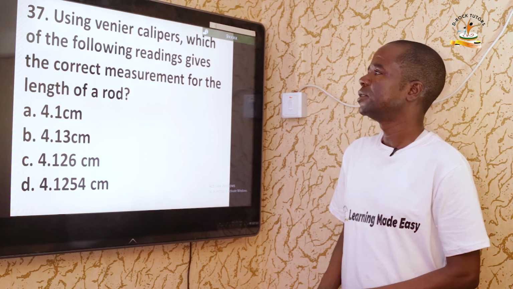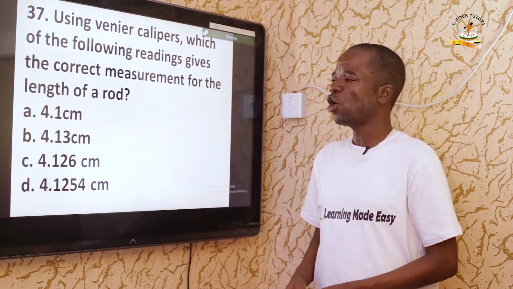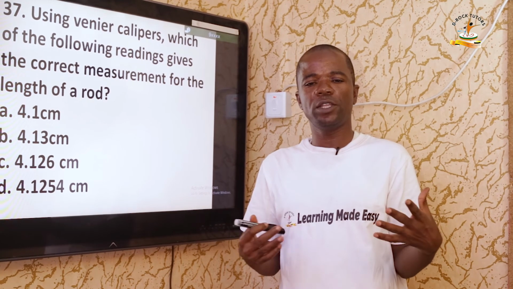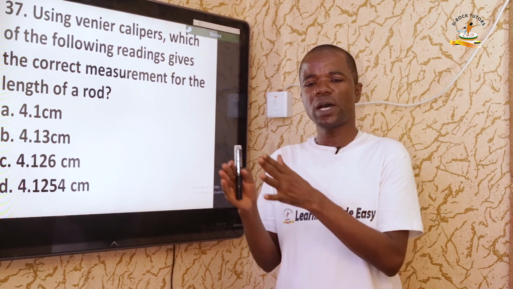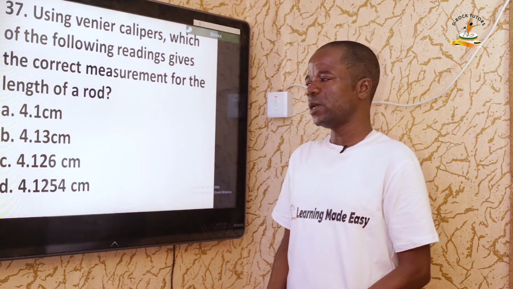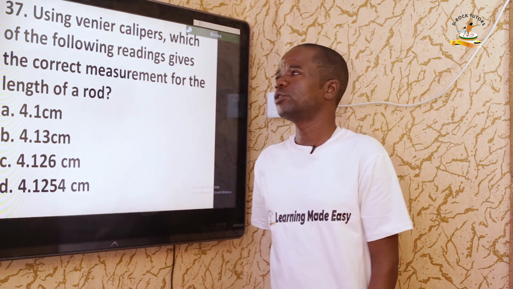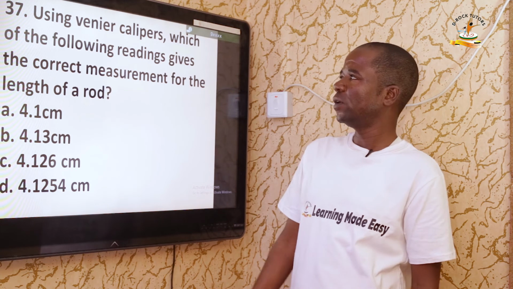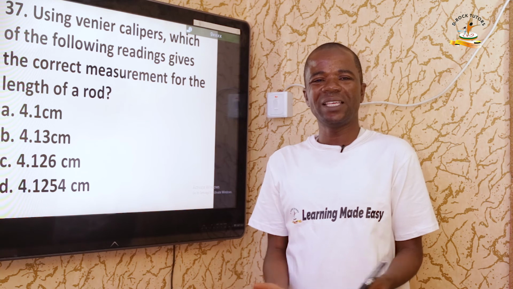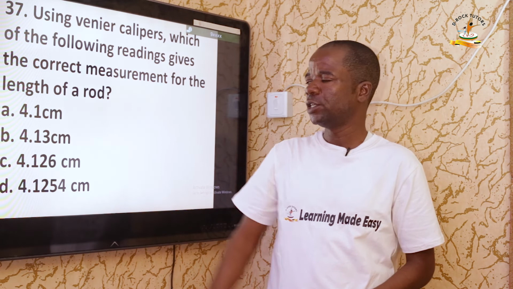Using vernier calipers, which of the following readings gives the correct measurement for the length of a rod? We know that vernier calipers usually give readings to 2 decimal places. So which of the options here is the reading given to 2 decimal places? That is option B. So for number 37, option B is the correct answer. Don't forget that vernier calipers can be used to measure things like the internal diameter of a test tube, for example.